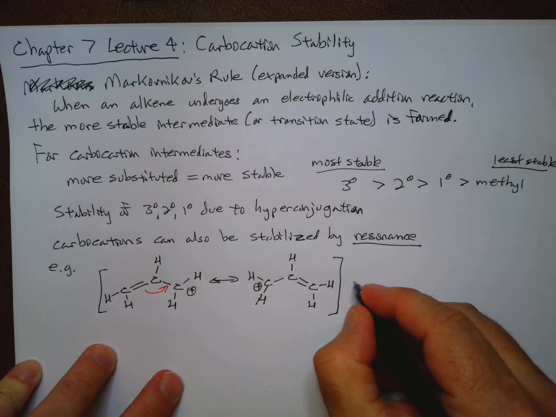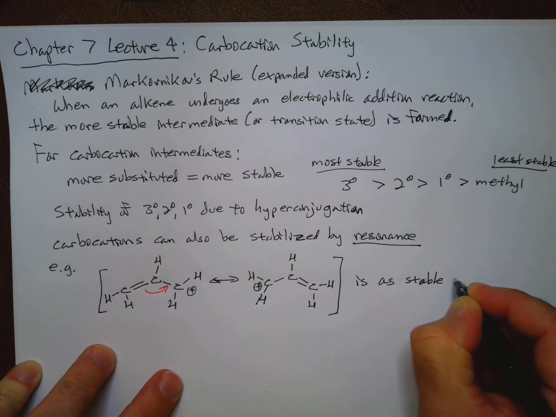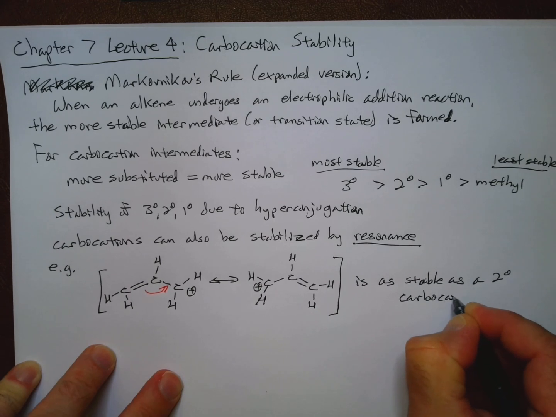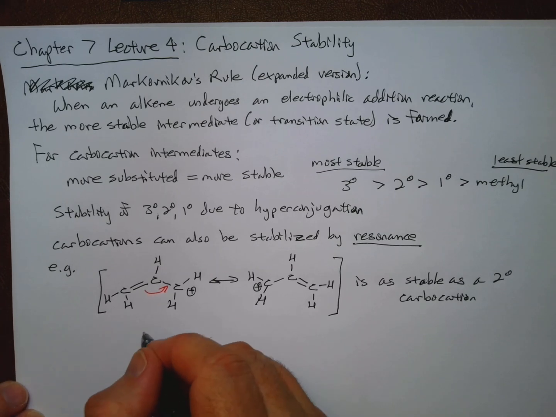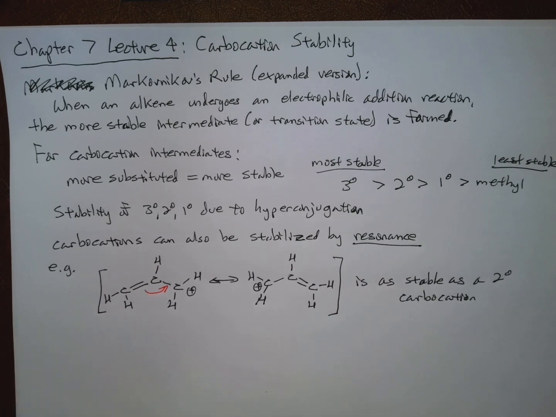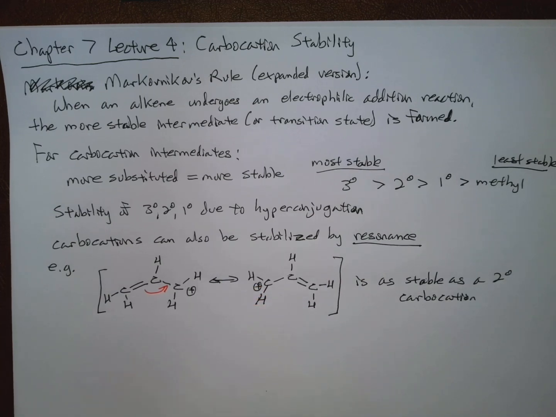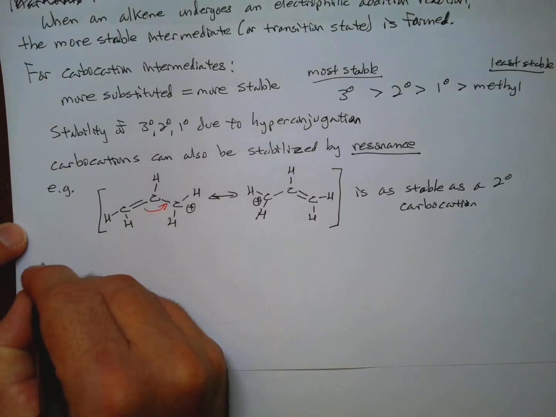So this species is as stable as a secondary carbocation. And if I had another substituent here, then it would actually be as stable as a tertiary carbocation. So we could go ahead and expand our stability chart to the following.